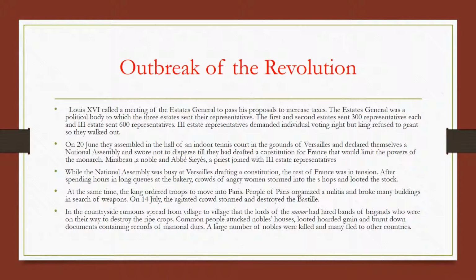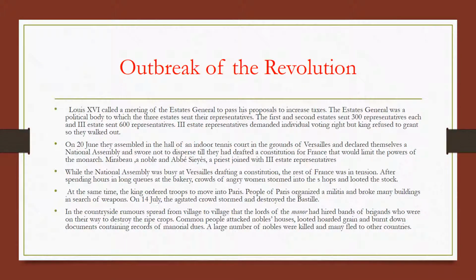On the 20th of June they assembled in the hall of an indoor tennis court in the grounds of Versailles and declared themselves a National Assembly and swore not to disperse till they had drafted a constitution for France that would limit the powers of the monarch. Mirabeau, a noble, and Abbé Sieyès, a priest, joined with 3rd estate representatives.